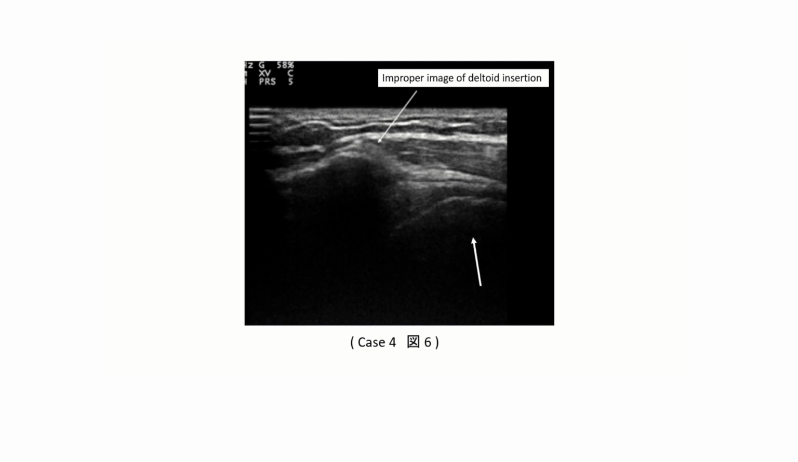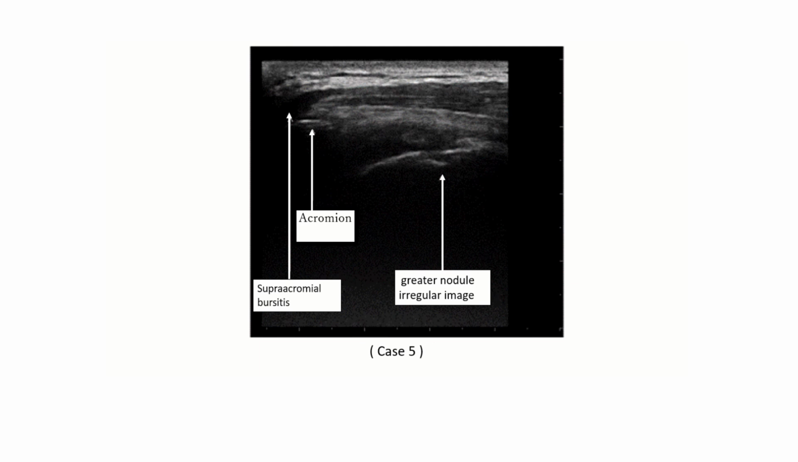Case 4. Damage can be seen at the attachment of the deltoid muscle of the acromion. Case 5. 64-year-old male. He had swelling, spontaneous pain, and pain on movement in his right shoulder joint, and pain in his mid-humerus.